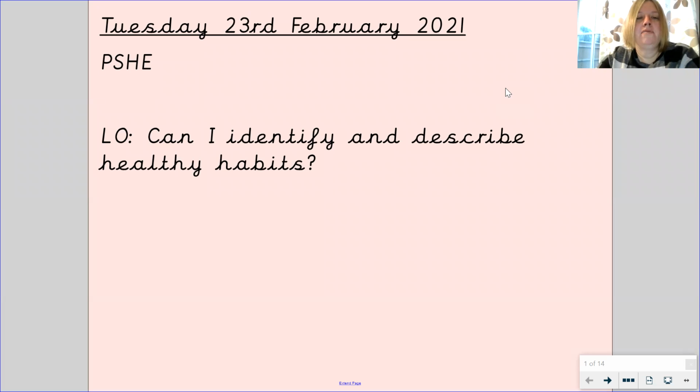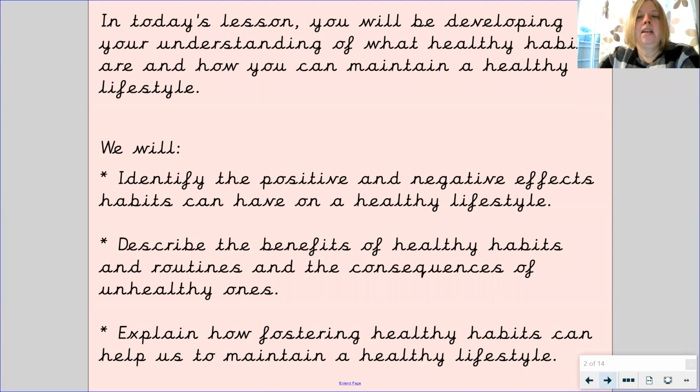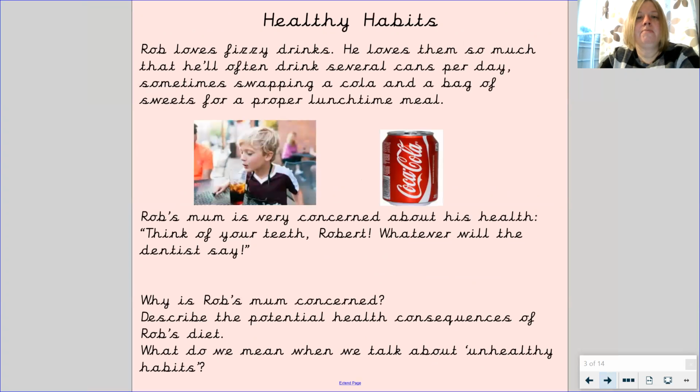Today, our learning objective is, can I identify and describe healthy habits? In today's lesson, you will be developing your understanding of what healthy habits are and how you can maintain a healthy lifestyle. We will identify the positive and negative effects habits can have on a healthy lifestyle. We will describe the benefits of healthy habits and routines and the consequences of unhealthy ones. And we will explain how fostering healthy habits can help us to maintain a healthy lifestyle.